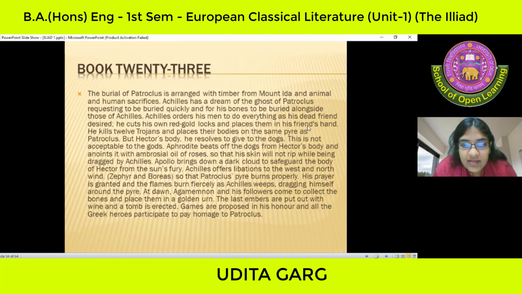Achilles offers libations to the west and north wind, Zephyr and Boreas, so that Patroclus's fire burns properly. His prayer is granted, and the flames burn fiercely as Achilles weeps, dragging himself around the pyre. At dawn, Agamemnon and his followers come out to collect the bones and place them in the golden urn. The last embers are put out with wine, and a tomb is erected. Games are proposed in his honor, and all the Greek heroes participate to pay homage to Patroclus. Right, so this is what has happened now. It is talking about the burial of Patroclus, and Patroclus appears to Achilles in a dream, and he asks for his quick burial and his bones to be buried alongside Achilles.